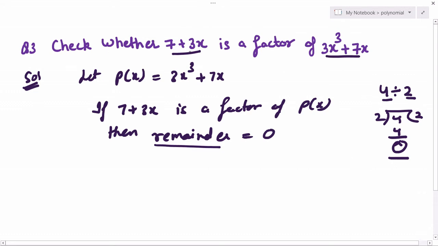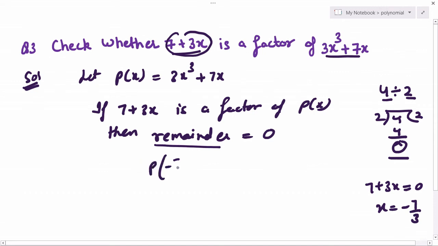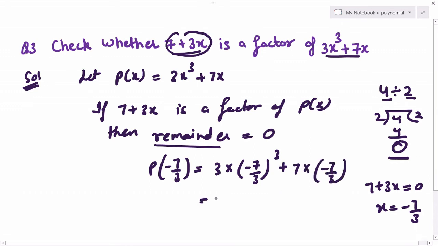For finding the remainder, you have to put this divisor equal to 0. So here I am putting 7 plus 3x equal to 0 and x is minus 7 by 3. So the remainder would be p of minus 7 by 3, and here you can simplify it. These are very simple questions, children. The same concept you are applying in all the questions, right? 3 into, so minus 7 raised to power 3 means minus is multiplied 3 times. So in the answer also you will get minus.